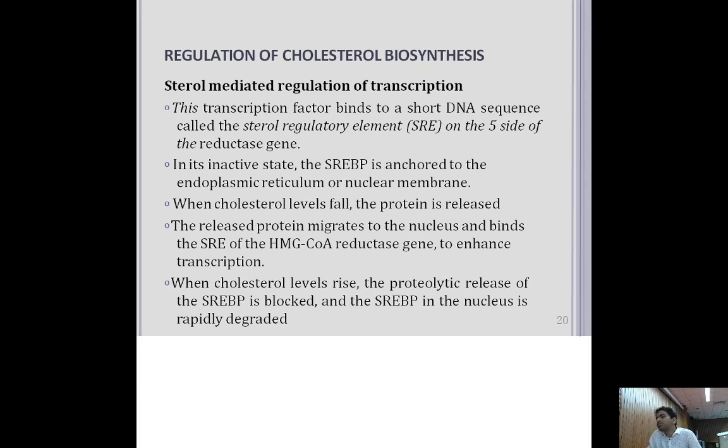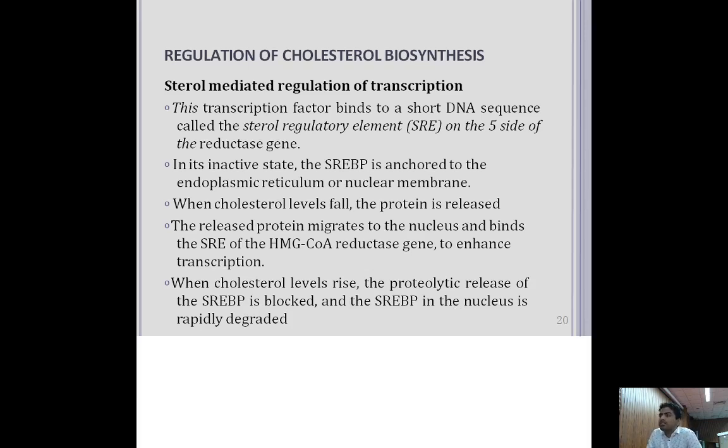More mRNA leads to more formation of the HMG coenzyme A reductase enzyme by the process of translation, and more enzyme leads to increased formation of cholesterol. So basically, this is how the sterol-mediated regulation of transcription of HMG coenzyme A reductase enzyme happens. When the cholesterol level rises, SREBP is blocked, and whatever is present inside the nucleus cannot go back and attach to the nuclear membrane, so those proteins will get degraded.